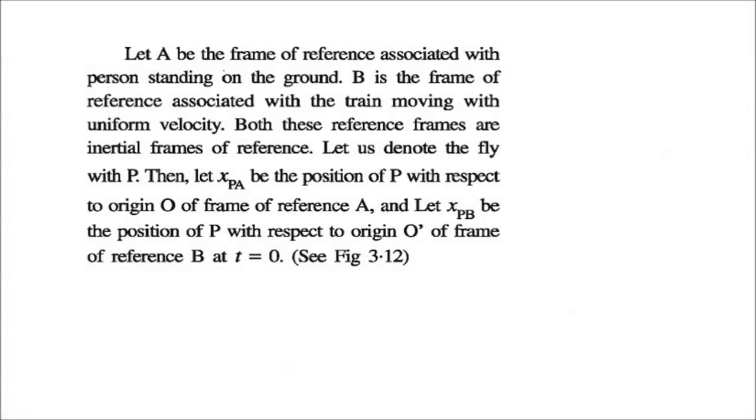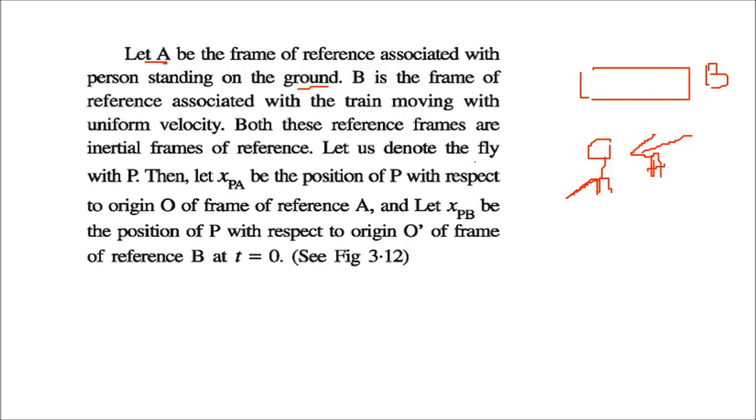So what is the relative velocity? Please take into account A. This is the frame of reference which is associated with the person who is standing on the ground. A is the frame of reference associated with the person standing on the ground. Now B is the frame of reference which is associated with the train moving with a uniform velocity. So this is A frame of reference, this is B frame of reference. Now both these reference frames are inertial frames of reference.